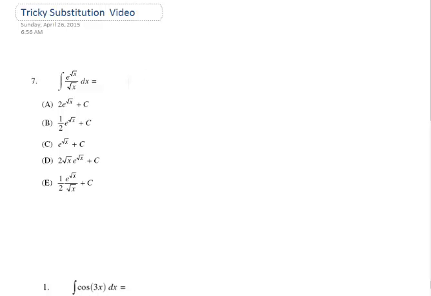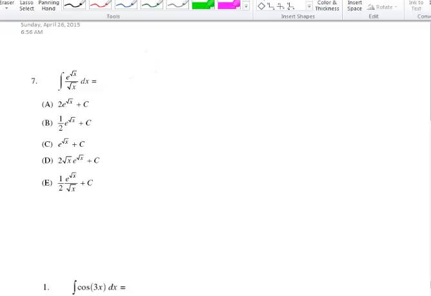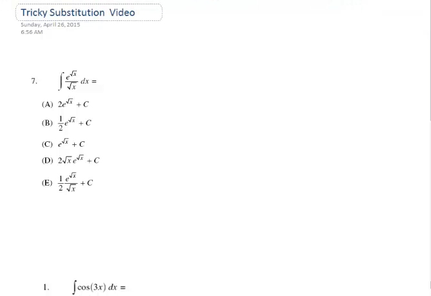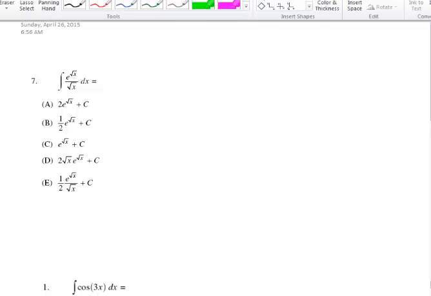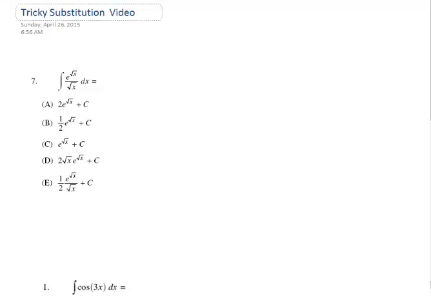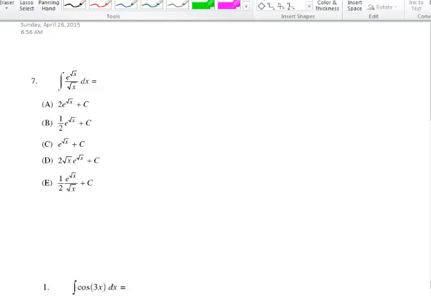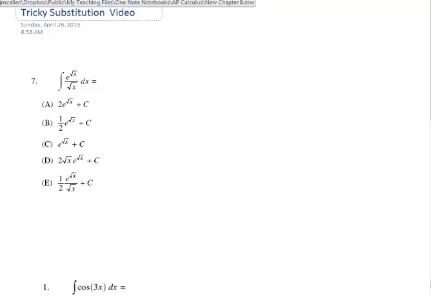One of the things you have to look for on this test is whenever you see a question that has a complicated integral, you either have to try to simplify the integrand or you have to think about substitution, at least for AB calculus. For BC calculus, there are other techniques for integration, but for AB calculus, substitution is our primary method of getting through tricky integrals.